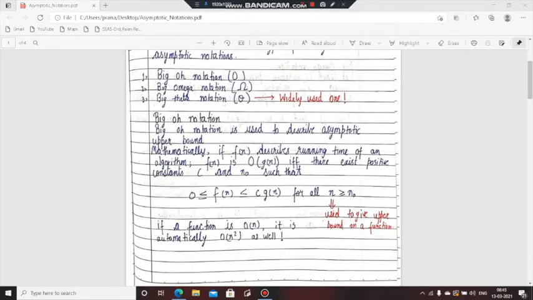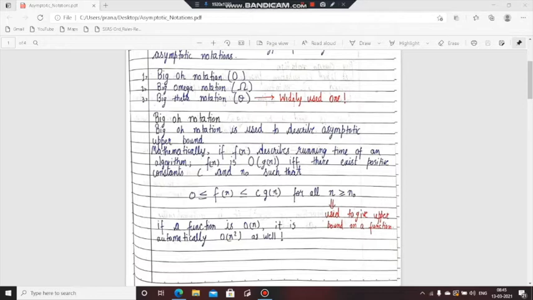Now I'll talk about the big O notation. Big O notation is used to describe the asymptotic upper bound. In class 12, you must have studied upper bounds, lower bounds, maxima, minima. In the next section I'll walk you through the graphs of all these three notations. It will help you understand better. So first I'll tell you the definition of big O and then I'll walk you through the graphs.